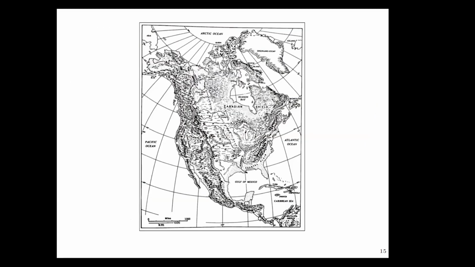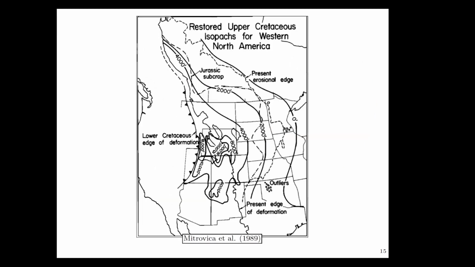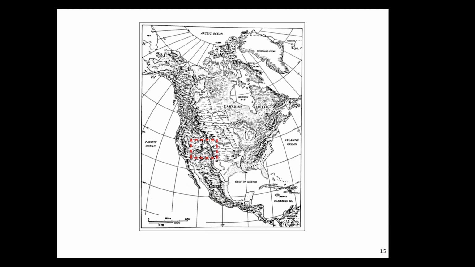Now, the next place that we look at is North America. North America is also known for the interior seaway, the Cretaceous interior seaway. This is from the study of Michiriko et al., where they look at the lower Cretaceous isopachs, which is consistent with the idea of the interior seaway. Basically, the take-home message is that during the Cretaceous, much of the interior part of North America has been flooded. Now, what is the situation at present day?